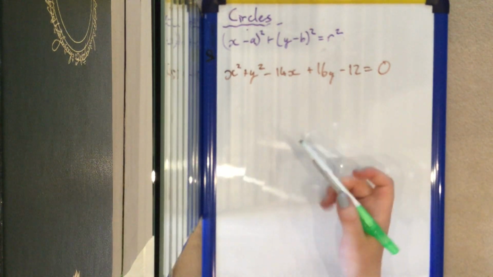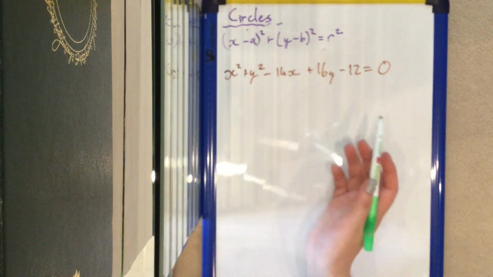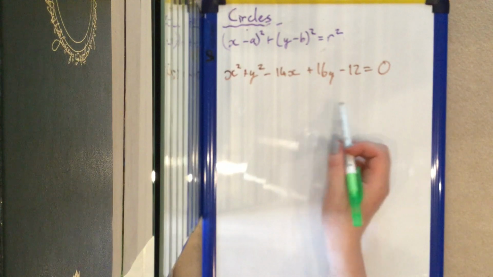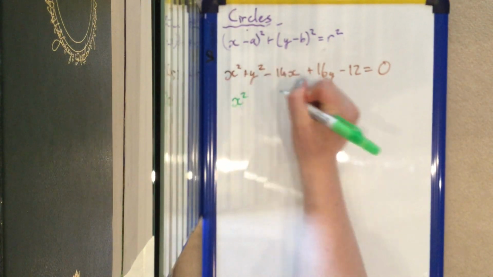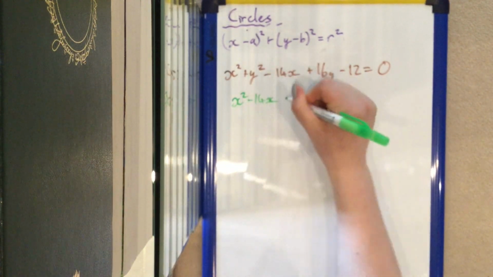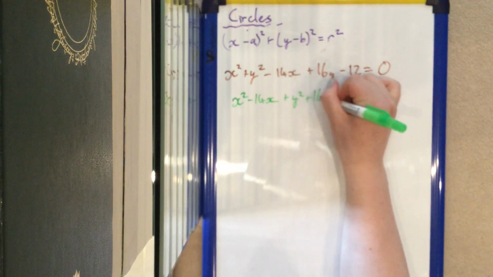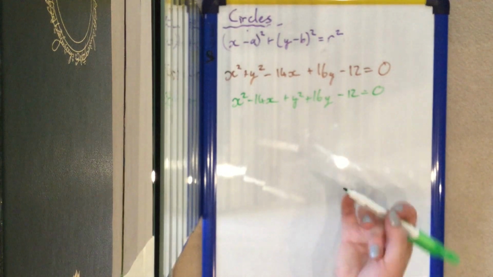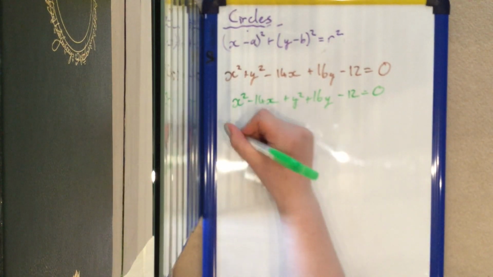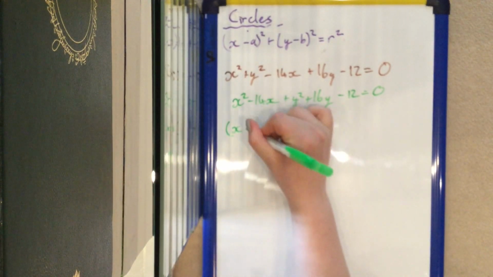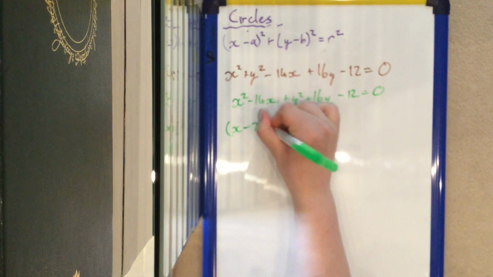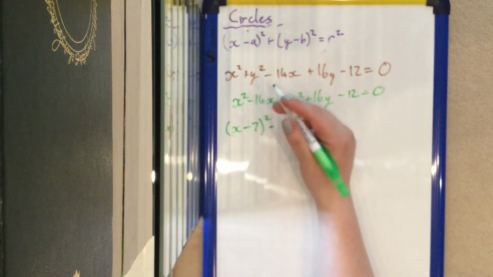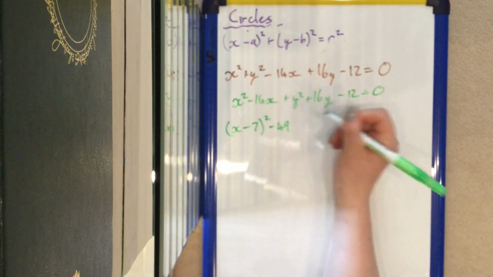The easiest thing to do when you've got these 2 variables is complete the square for each variable. So first I'm going to line up my variables in order. So I've got x squared minus 14x plus y squared plus 16y minus 12 equals 0. And then it's a little easier to see how the completing the square would work. So my first is (x minus half of 14, which is 7) all squared, and then you have to minus half of b again, so minus 7 all squared, 49.